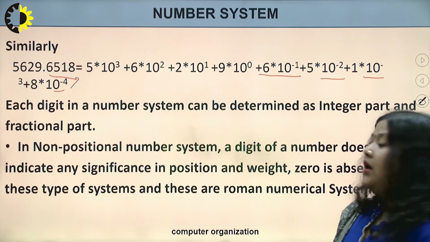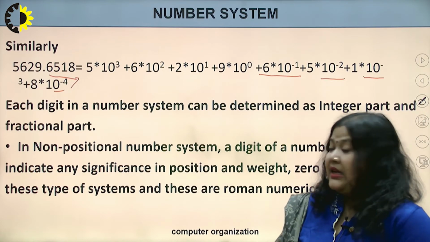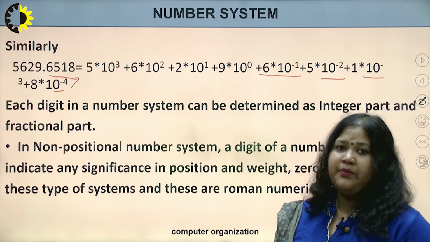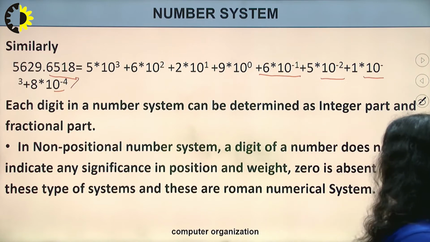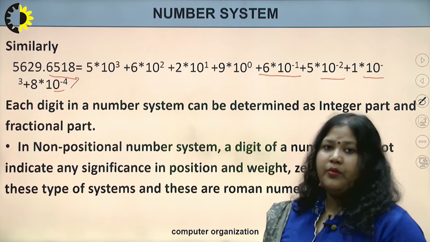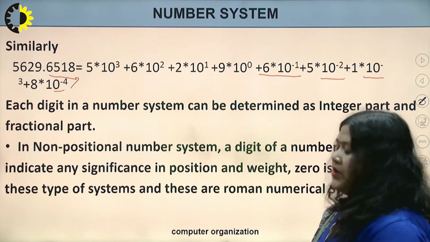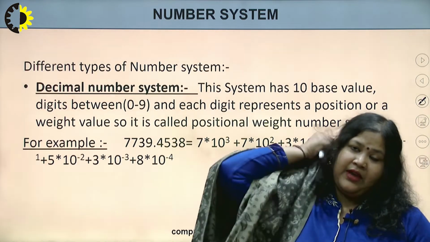Now, in the non-positional system, we have a number that doesn't indicate any significance in the position. That means there is no significance of the position and weight. So, 0 is absent in that case, and the Roman numerals are also used in the non-positional system.